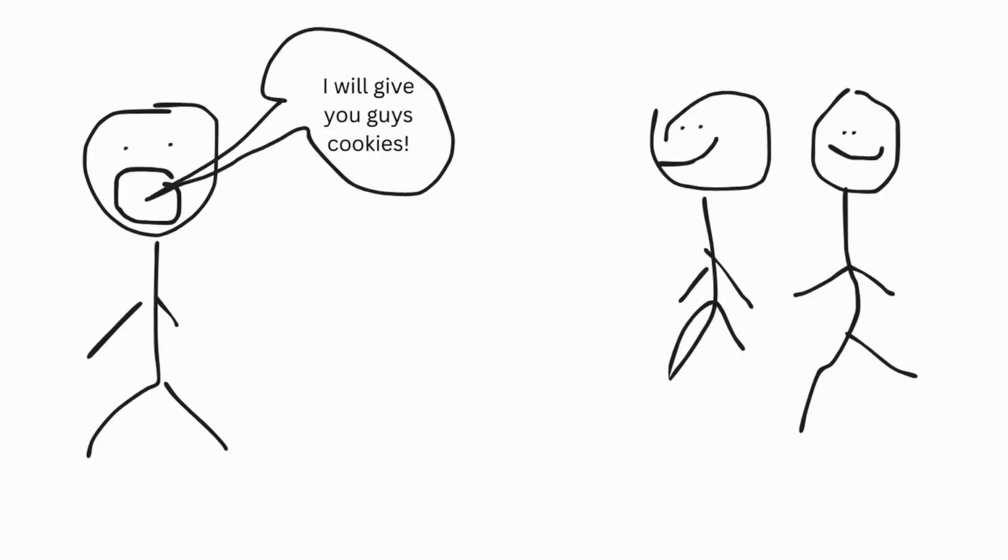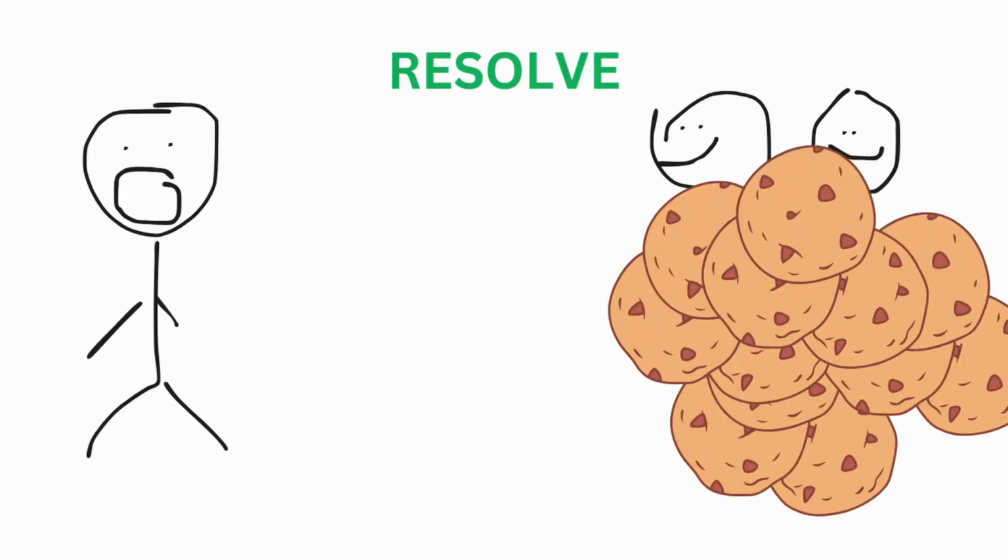A promise represents a value that will be available in the future. Imagine you promise a friend cookies. They either resolve when they get the cookies or reject if something goes wrong.